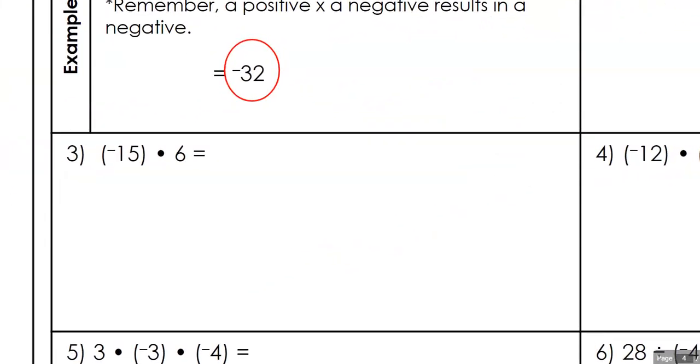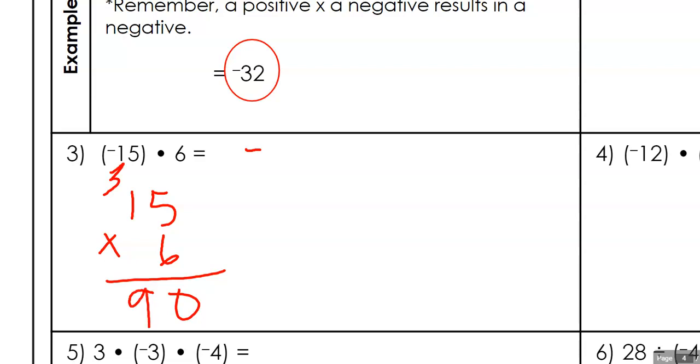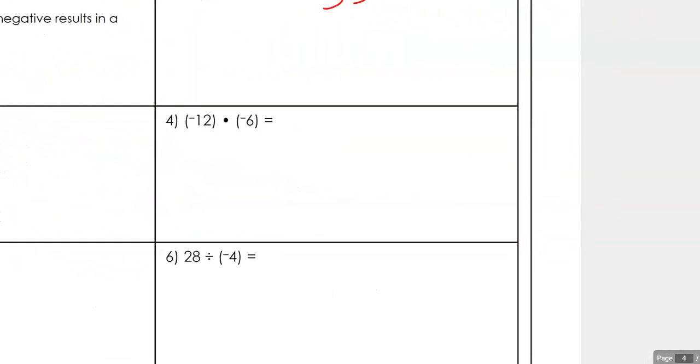All right, let's look at this one. One's a negative, one's a positive. Your answer is going to be a negative. Then all you have to do is multiply. So you have 15 times 6. 5 times 6 is 30. 6 times 1 is 6, plus 3 is 9. So this is going to be negative 90. You can count using your fingers and your toes if you need to.